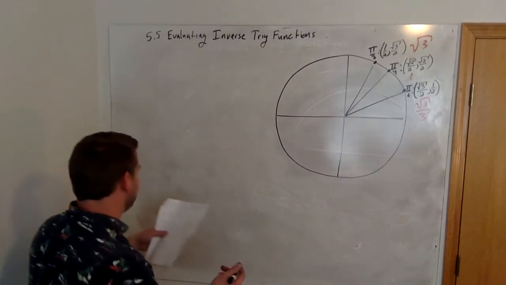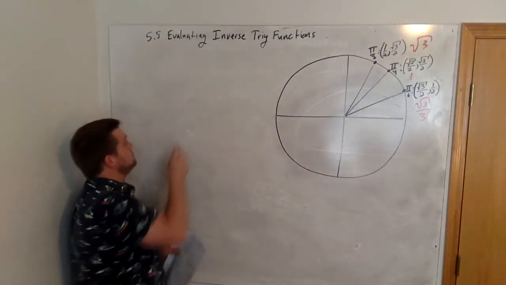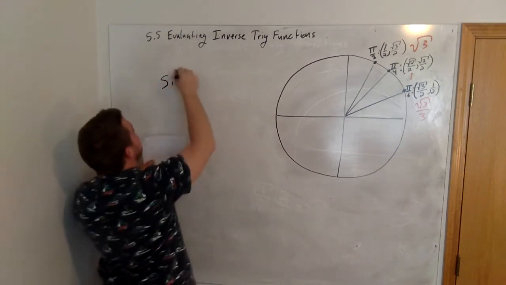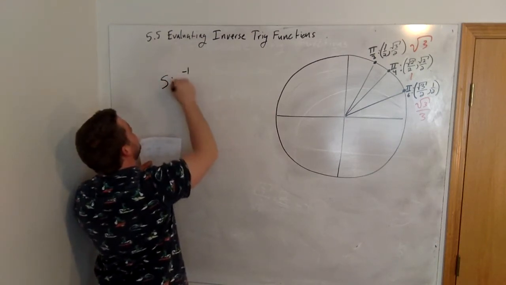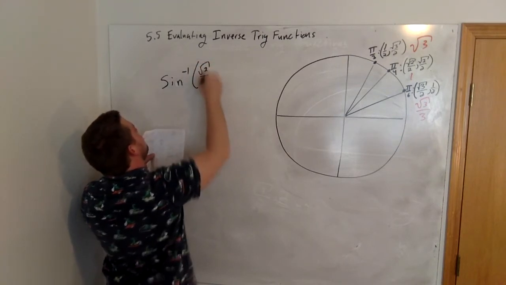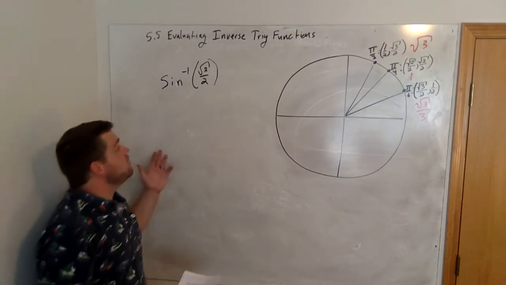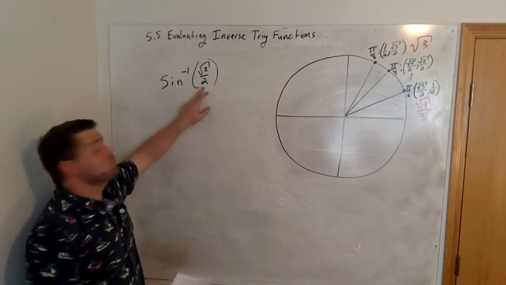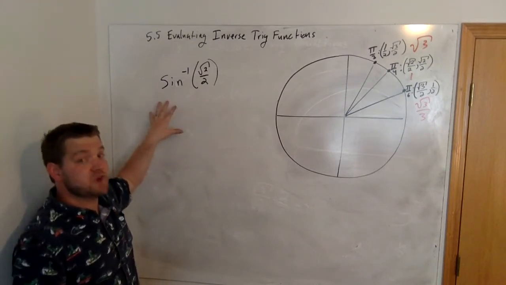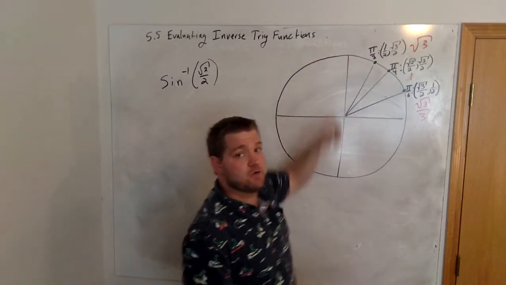Okay, so we'll do a bunch of examples. Let's start with sine. What is sine inverse, or arc sine, of root 2 over 2? Now, all we have to remember is I'm asking at what angle do we get a sine of root 2 over 2? But we have to remember that the sine inverse function only spits out angles between negative pi over 2 and pi over 2.